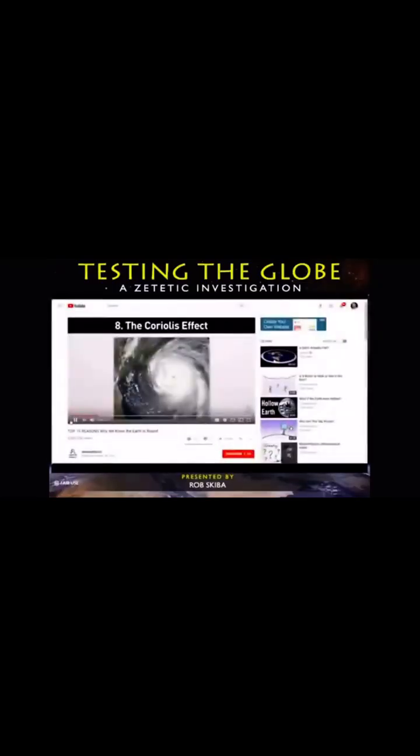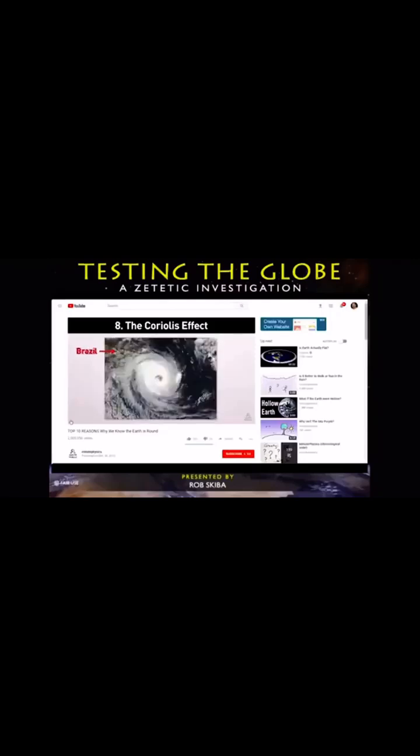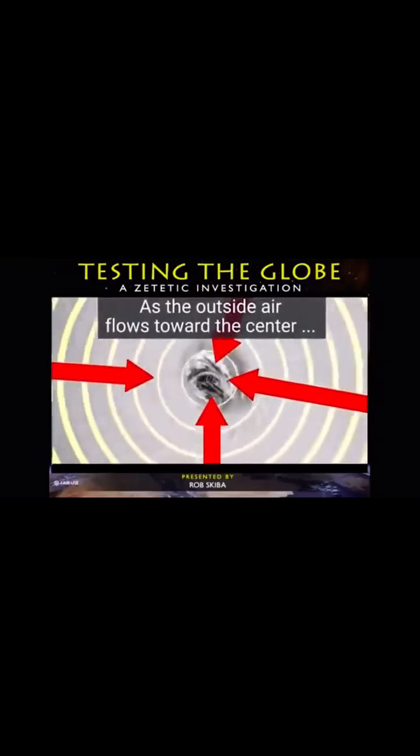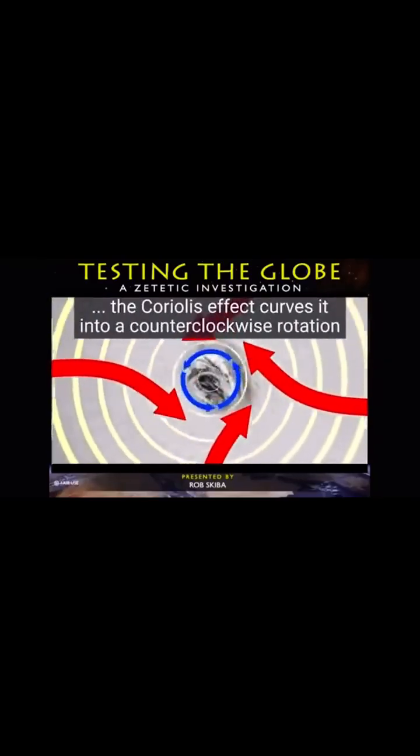Why does the Coriolis effect affect most storms but not all? You know, it is true that hurricanes rotate one way in the so-called northern hemisphere and another way in the so-called southern hemisphere. But we've just established that the Earth is not rotating. So whatever is going on, it has nothing to do with the Earth's rotation.